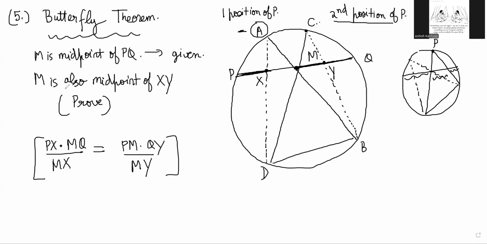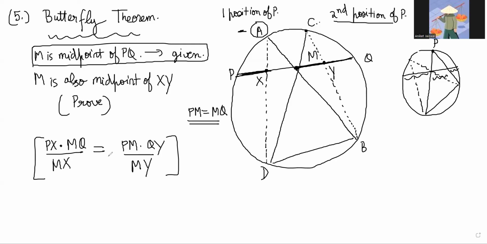Now we also know from this theorem that M is the midpoint of PQ. So we know that PM is equal to MQ, right? Yes, PM is equal to MQ. So here this will cancel out, right? Correct. So we are getting Px by Mx is equal to Qy by My, right?